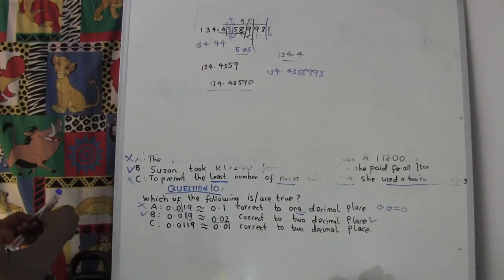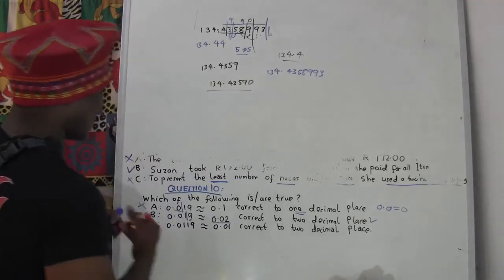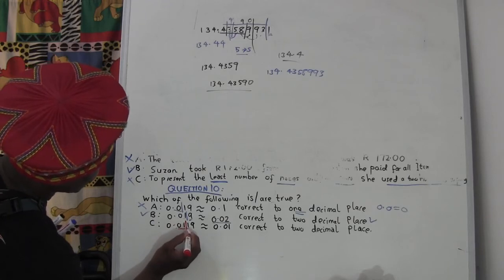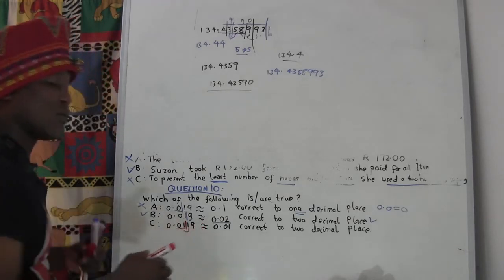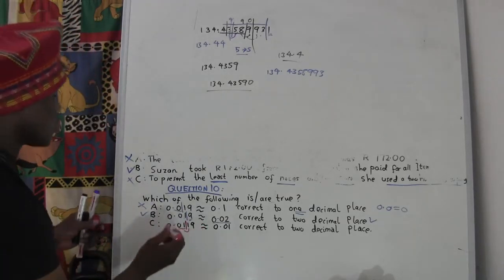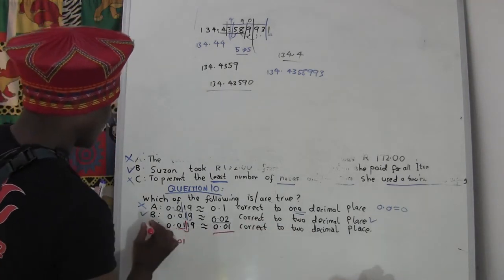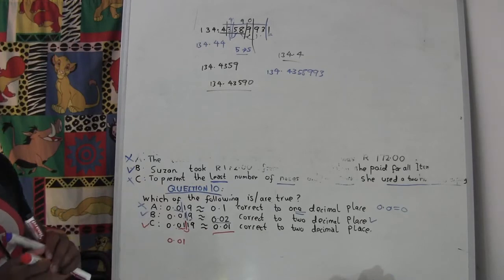Correct to 2 decimal places. So what is 2 decimal places? For this case, this is my decimal, 1, 2 here. Can this one change the previous? No, it cannot change because this is not 5 or more than 5. So the final answer is going to be 0.012 to 2 decimal places, which is true. It's true. So the only options are B and C.